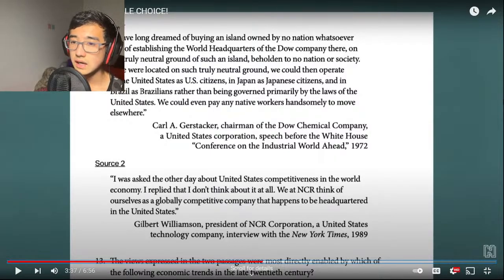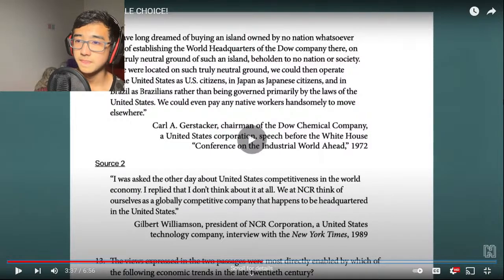I was asked the other day about the United States' competitiveness in the world economy. I replied that I don't think about it at all. We at NCR think of ourselves as a globally competitive company that happens to be headquartered in the United States. Williamson, president of the corporation, US tech company, 1989.